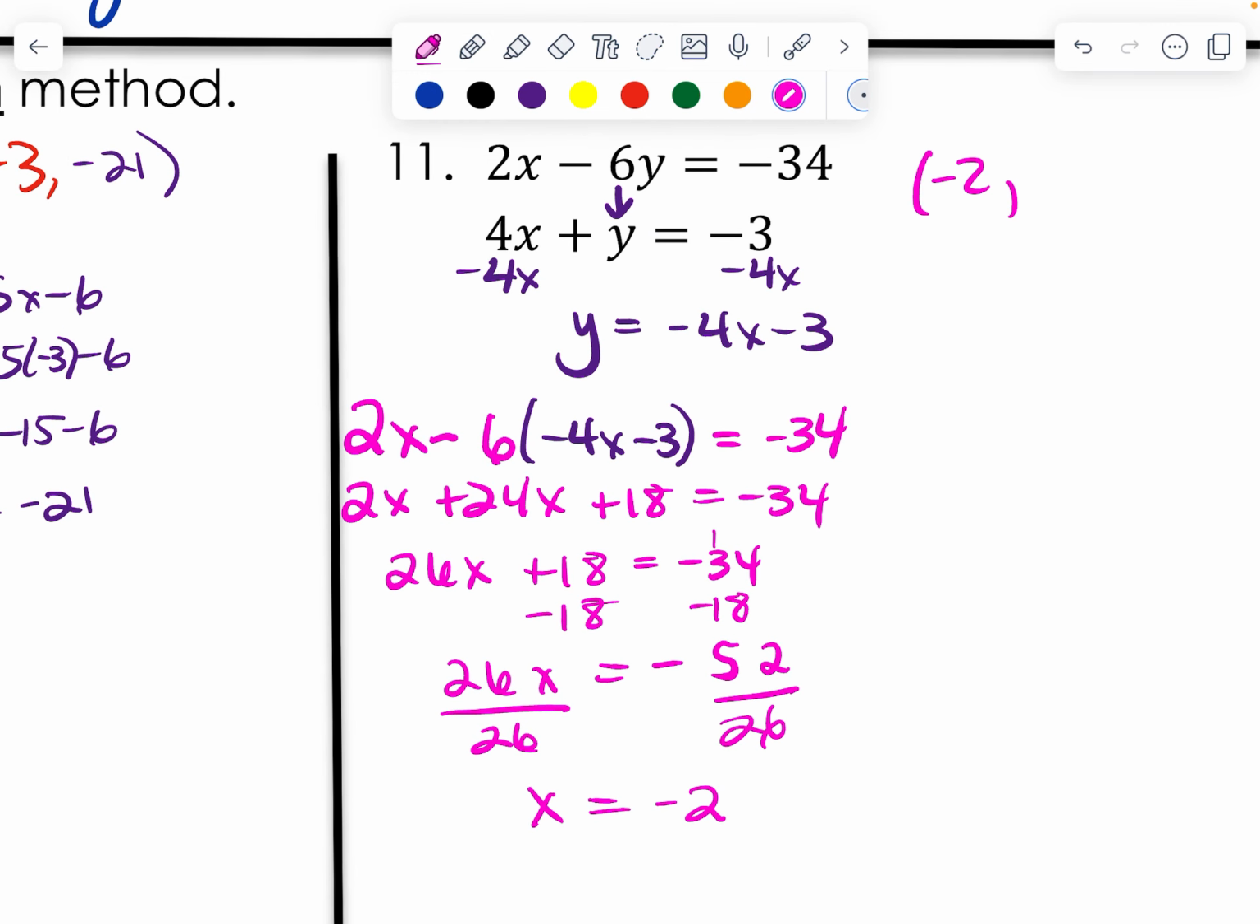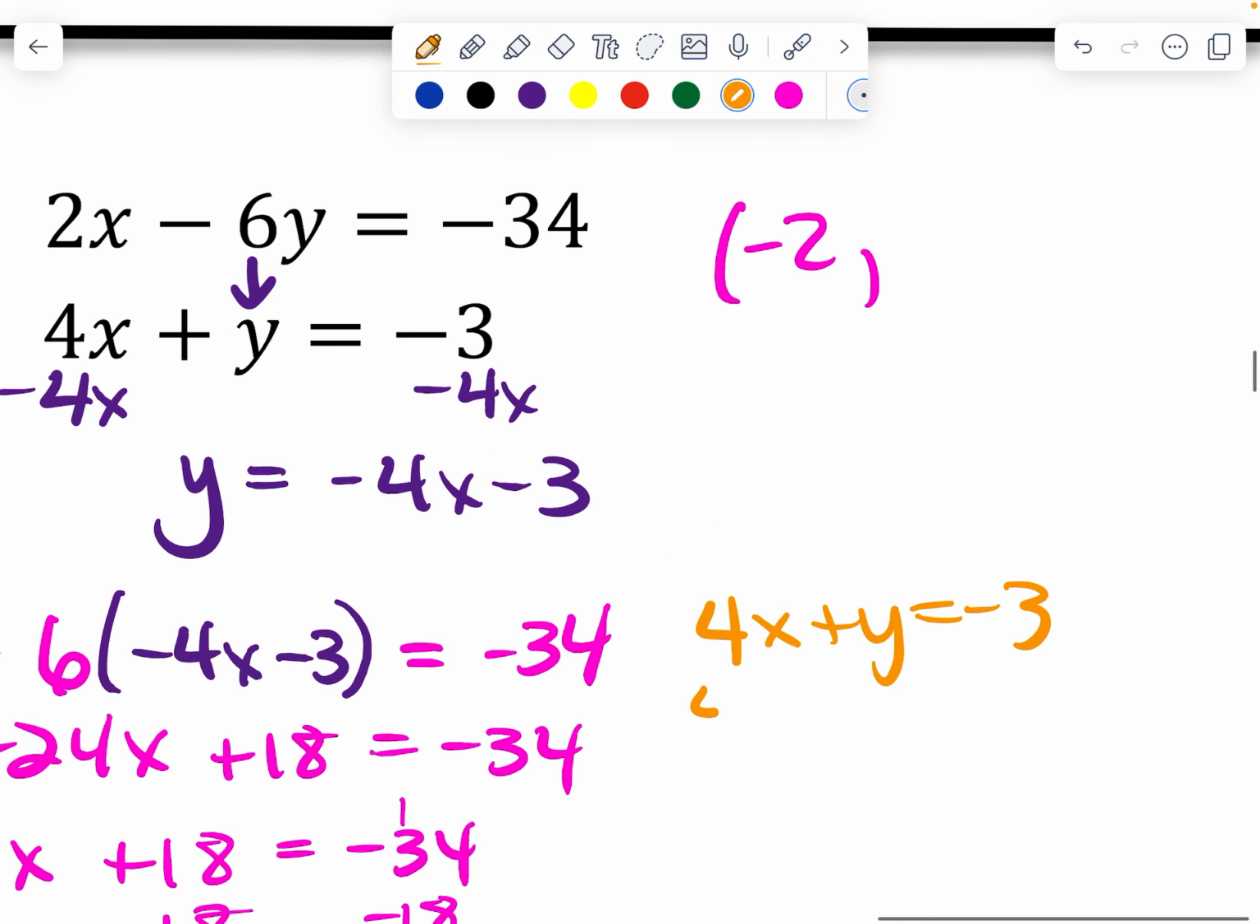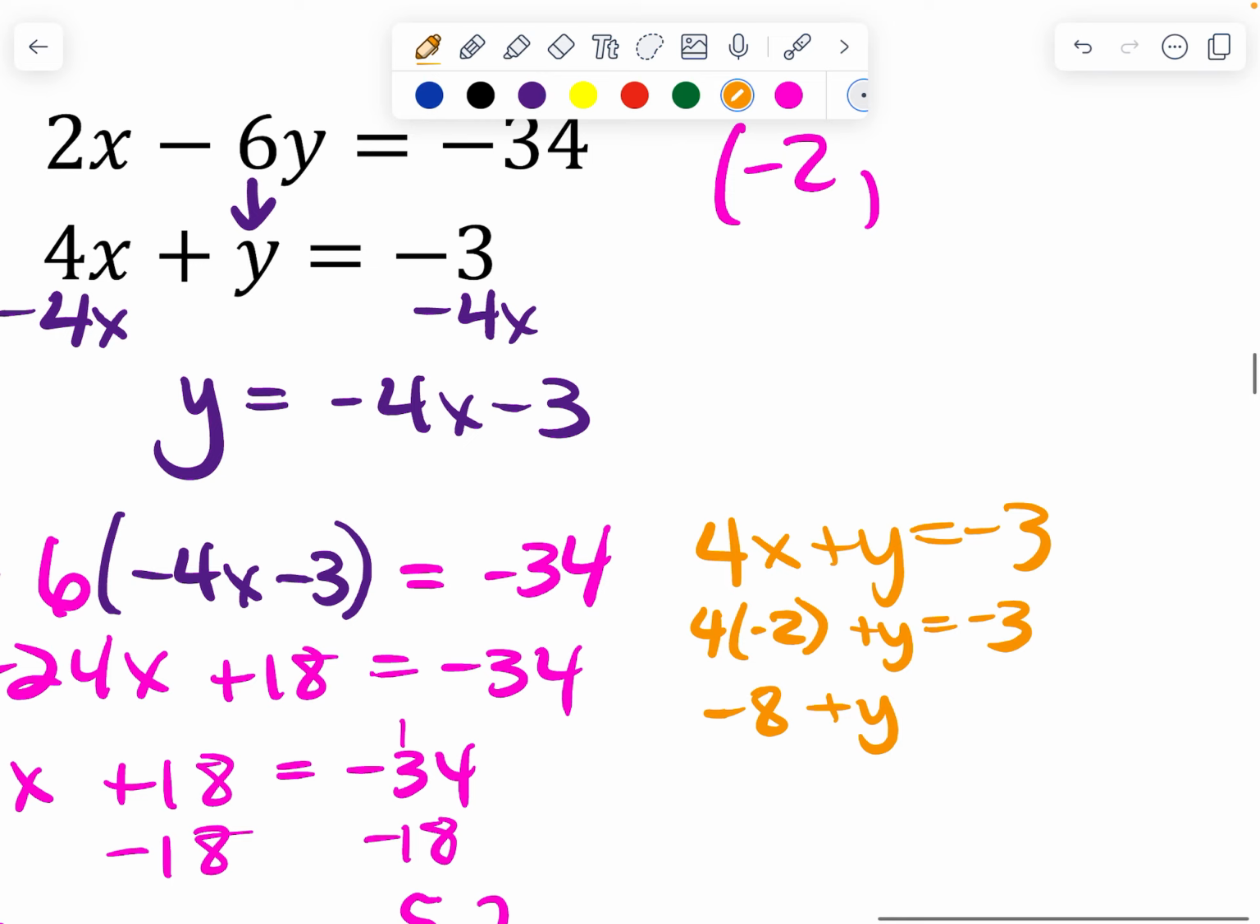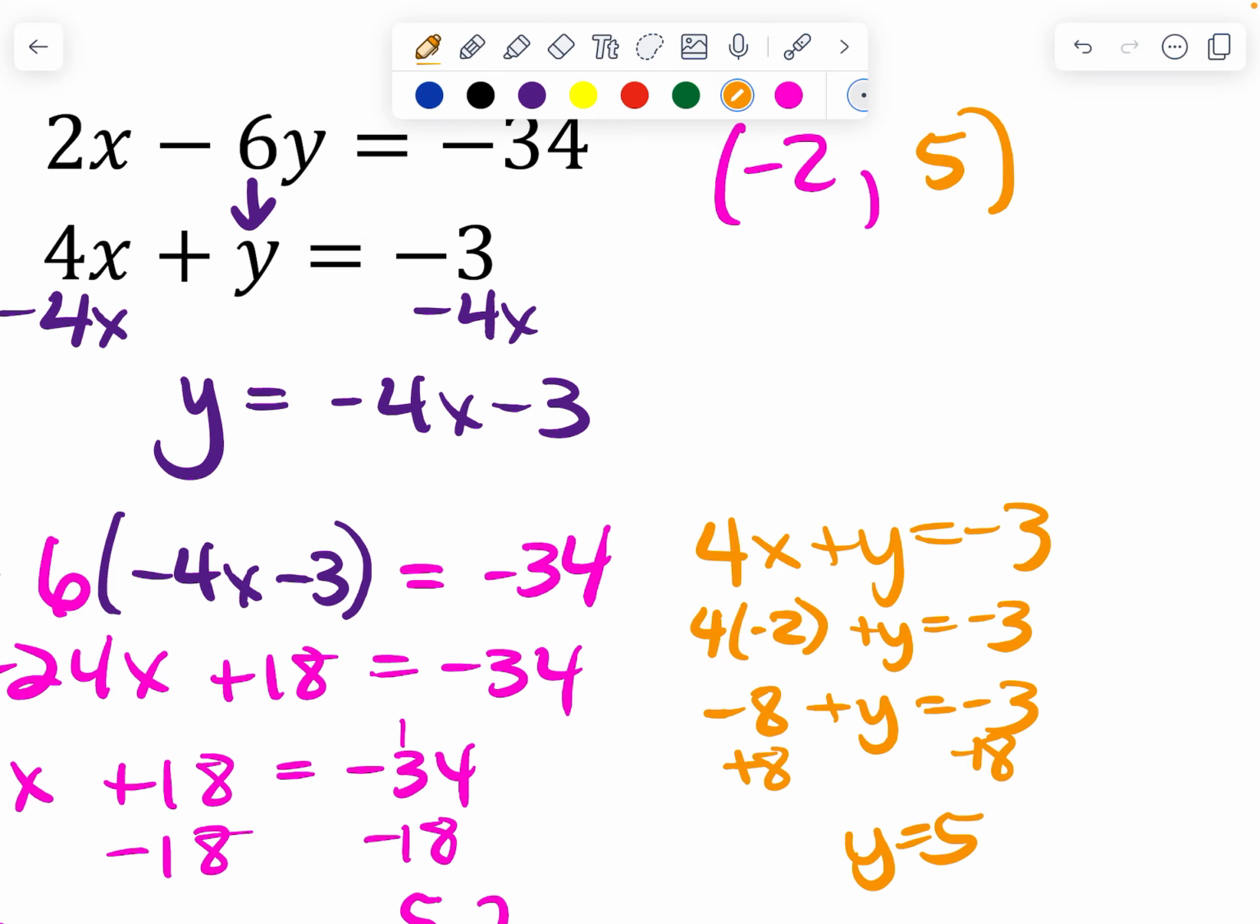Now I need my y value. So I'm going to plug it into the second equation. So 4 times negative 2 plus y equals negative 3. Negative 8 plus y equals negative 3. Add 8 to both sides, and y equals 5.